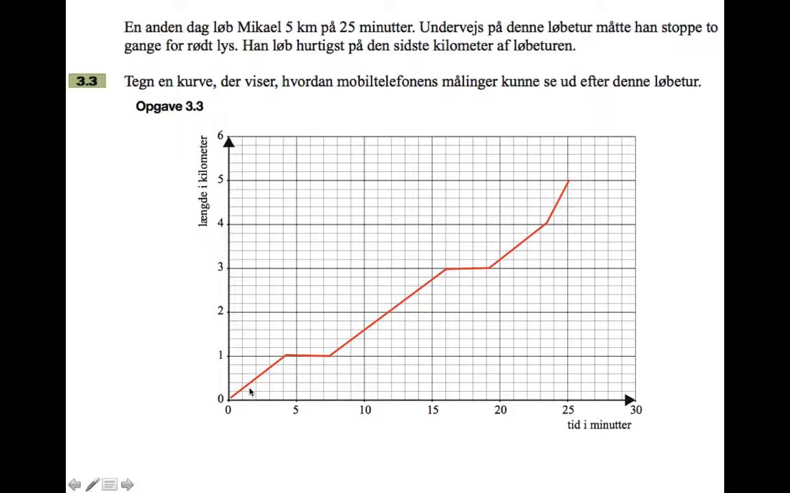So to get the full marks for this, you need 3 basic things, apart from everything being in the right place and it ending at 25 minutes and 5 kilometers. You need the 2 flat sections, and you need the last kilometer from 4 kilometers to 5 kilometers to be steeper than any other section of the graph. As long as you've got those features, then you're getting the mark for that.